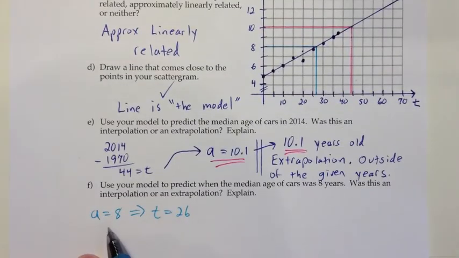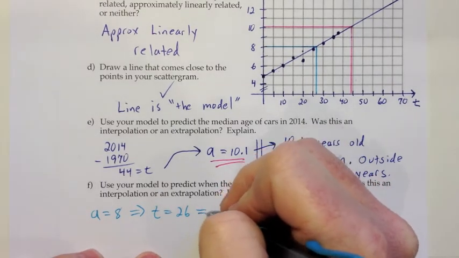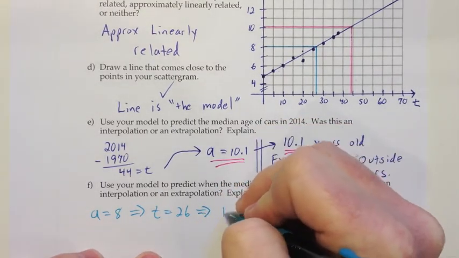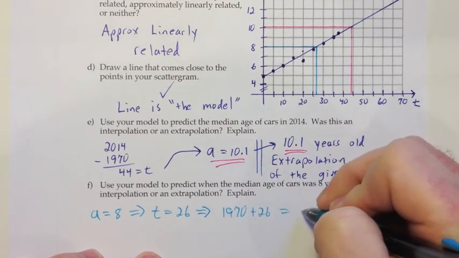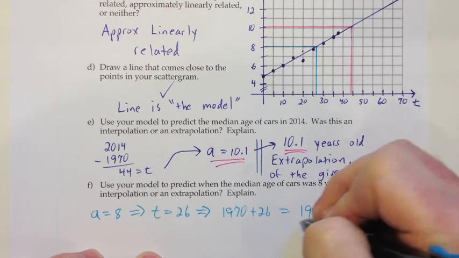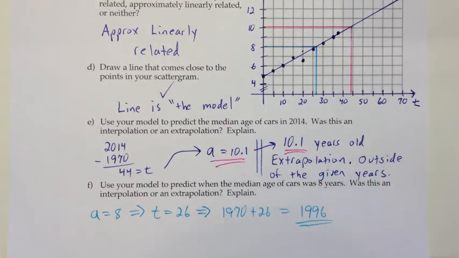Now, I said 26 years old. Actually, this is a number of years since 1970. So if t is 26, then we have 1970 plus 26, which would be 1996. So that would be my prediction, is that it would be the year 1996 when the median age of the cars was 8 years old.